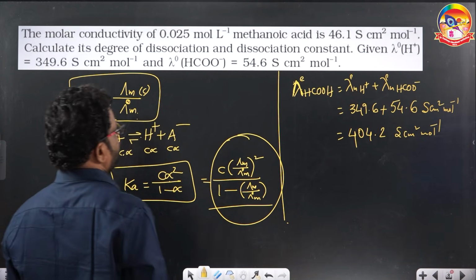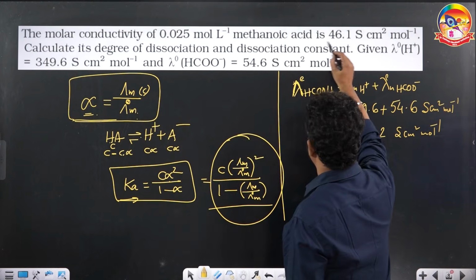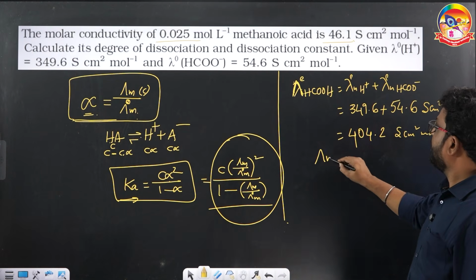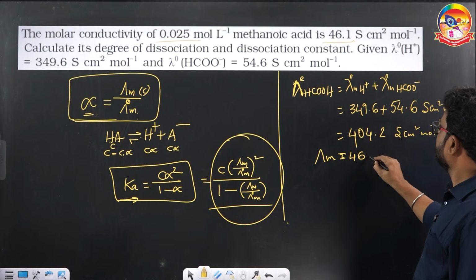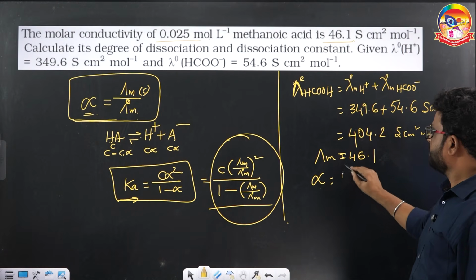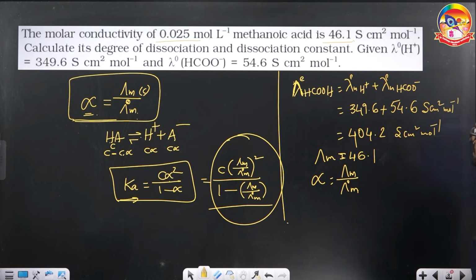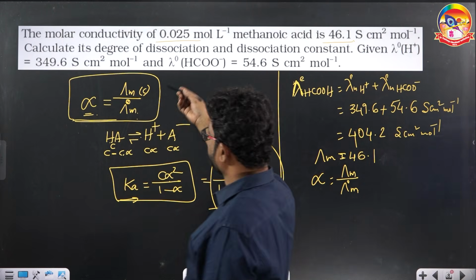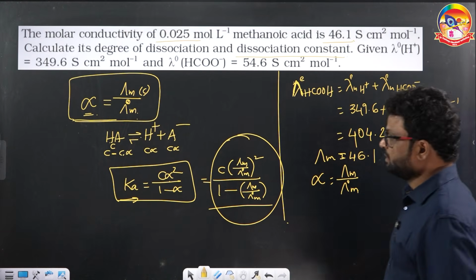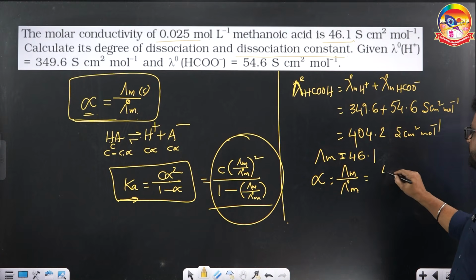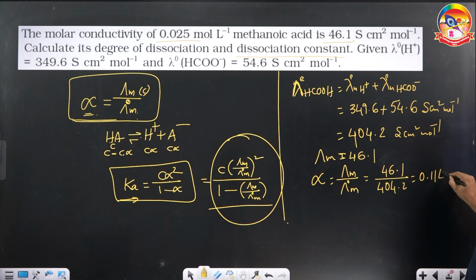Molar conductivity for the given concentration, for 0.025 molar concentration, it is already given as 46.1. That means alpha is equal to lambda m by lambda naught m. What is asked in the question? Degree of dissociation as well as dissociation constant. So let us first find alpha, lambda m by lambda naught m, 46.1 by 404.2, which is around 0.114.